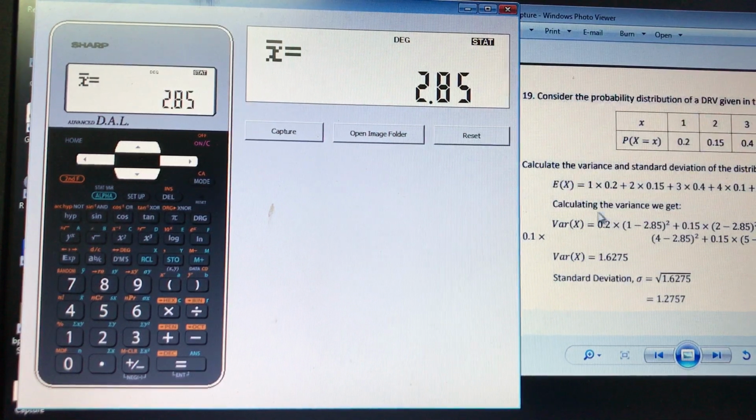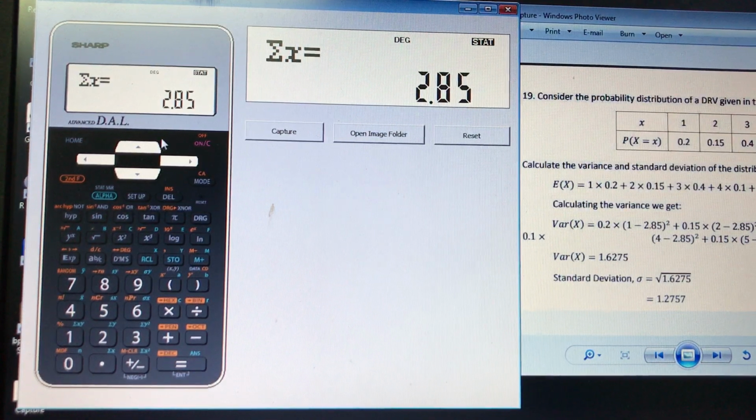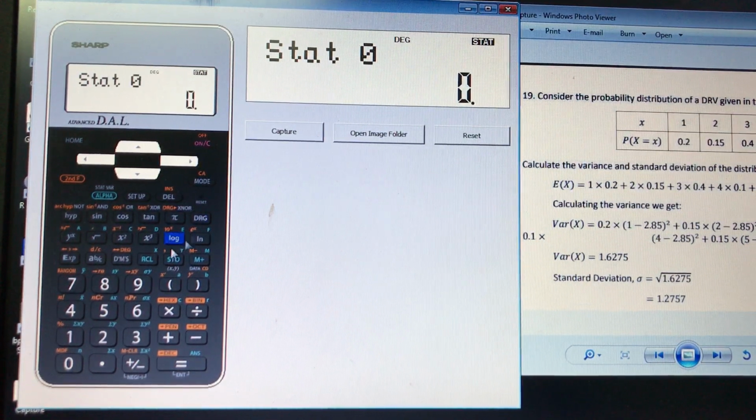The variance, remember, is just E of the score squared. So 1 squared times 0.2 plus 2 squared times 0.15 and so on, minus 2.85 squared. So on our Sharp, if we look down the bottom just above our decimal point, you can see E of x. When I press equals, there's our expected value. So I can clear that.